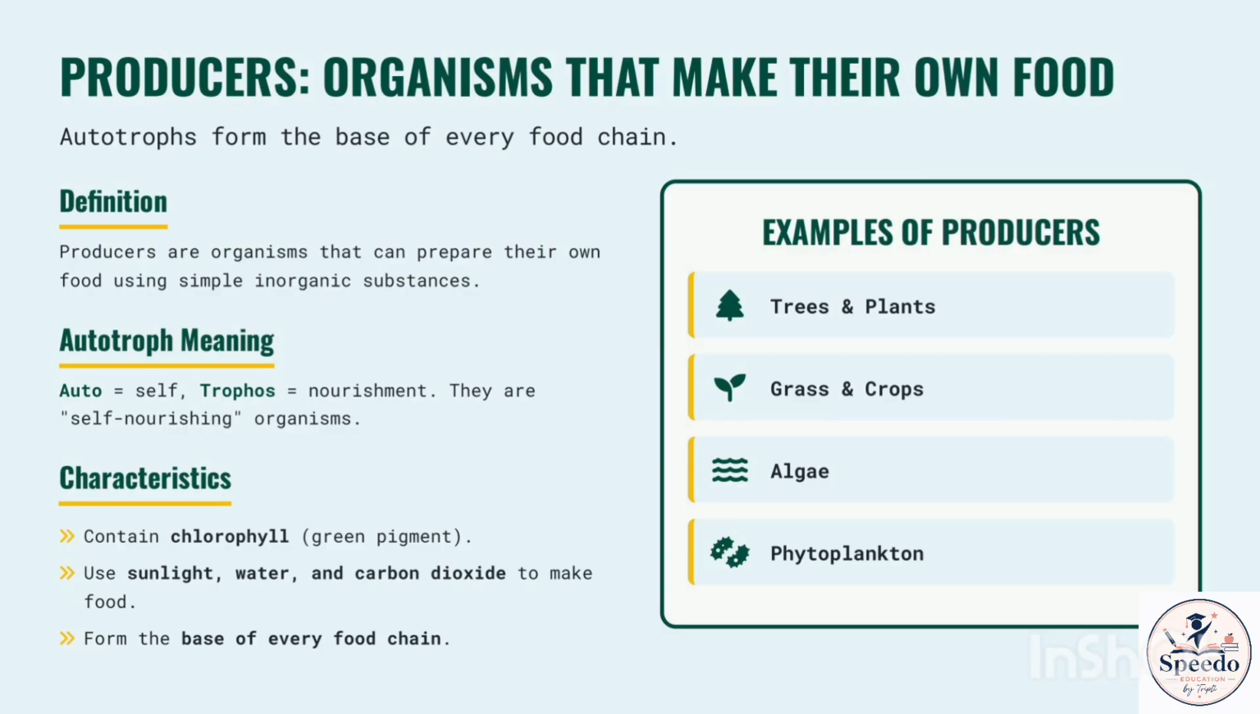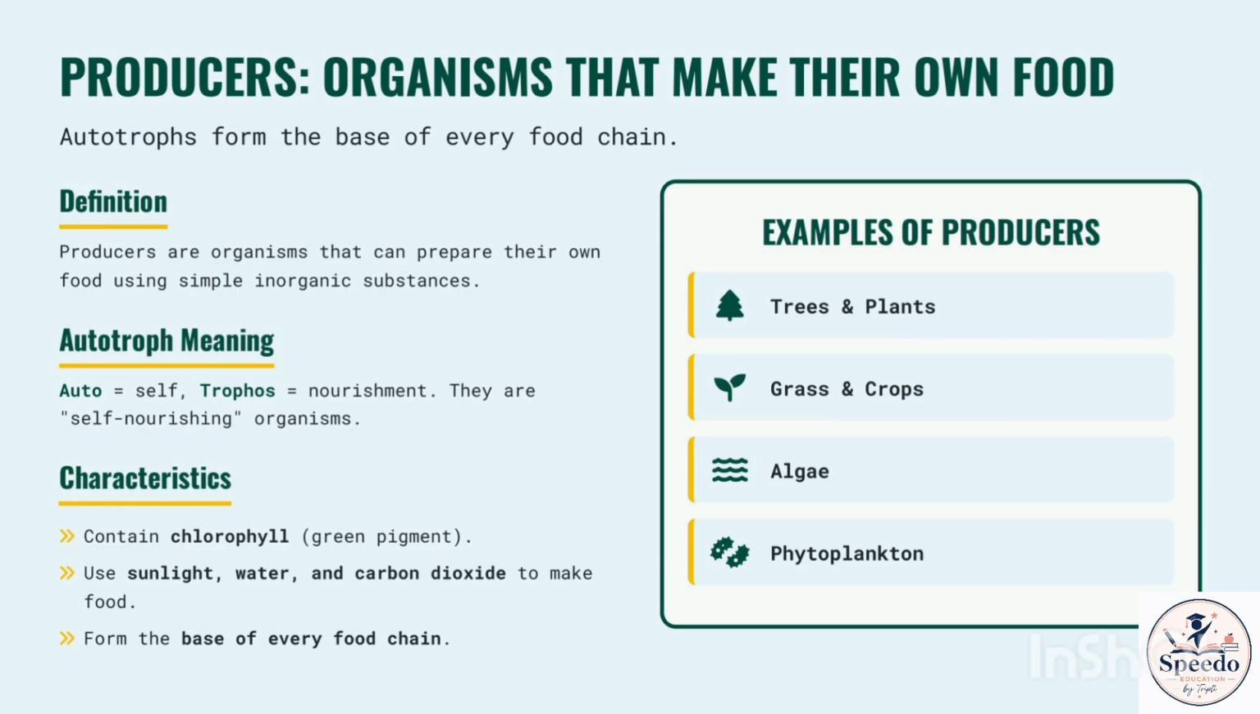In biology, producers are also known as autotrophs. The word auto means self and troph means nutrition or feeding. Therefore, autotrophs are organisms that make their own food. Most producers are green plants because they contain a green pigment called chlorophyll. Chlorophyll absorbs sunlight, which provides the energy needed to prepare food.